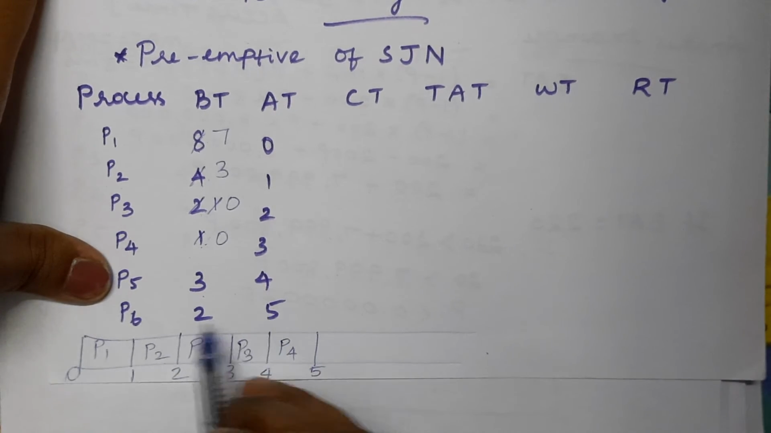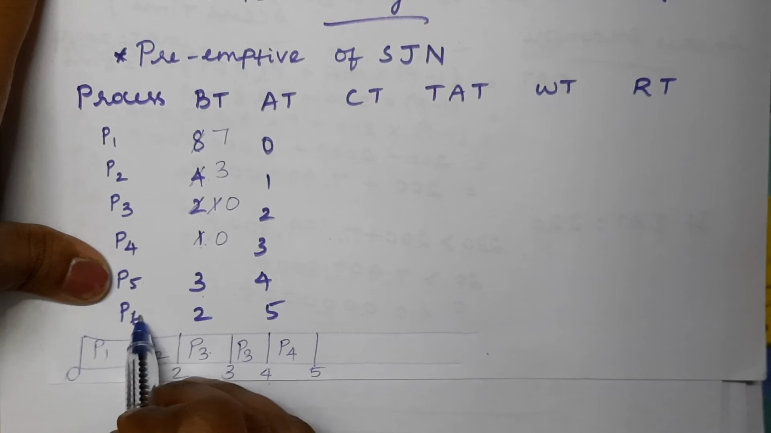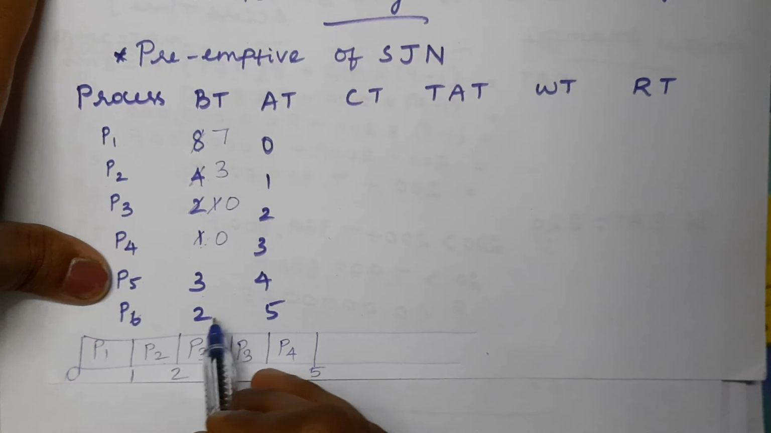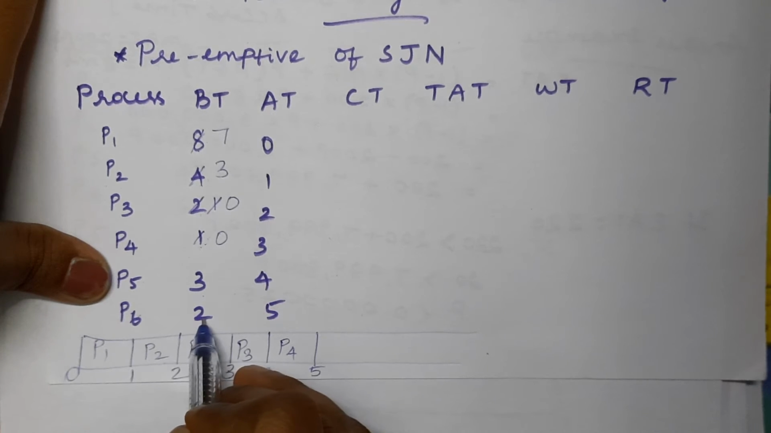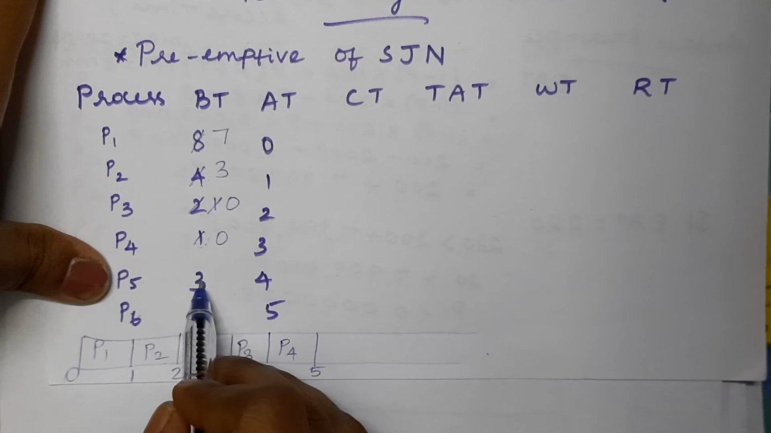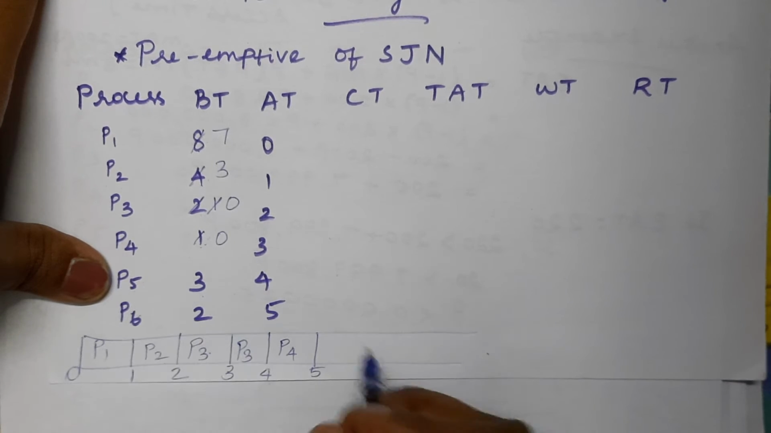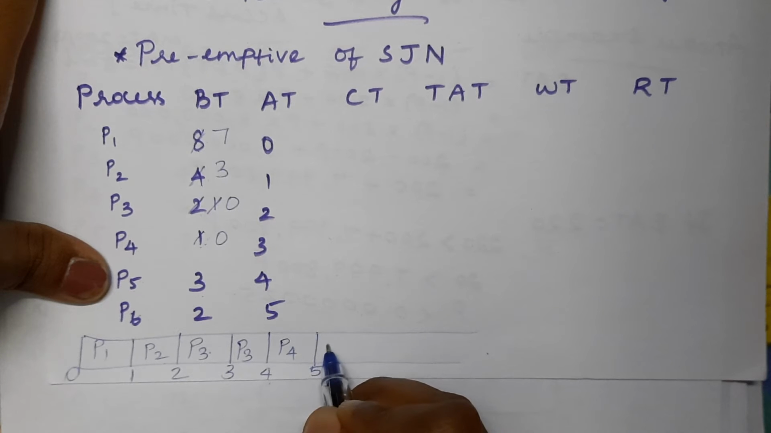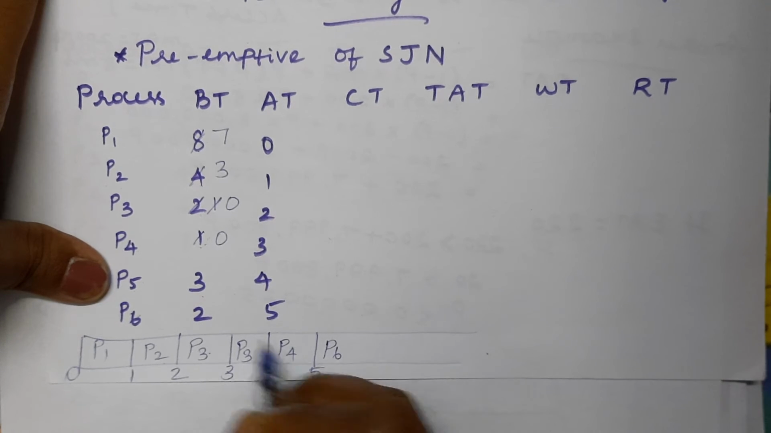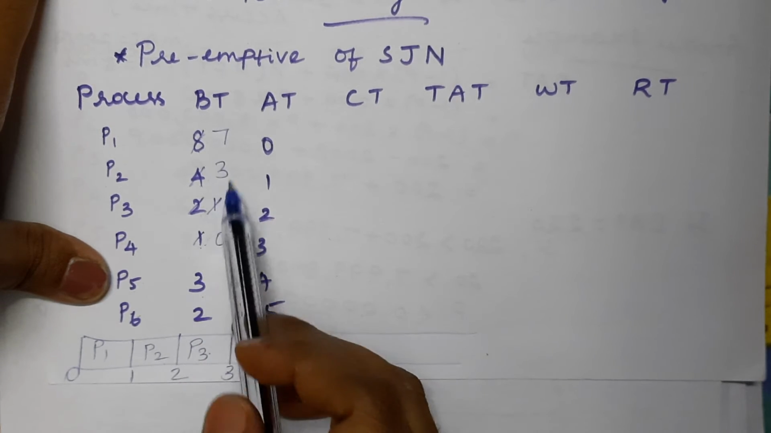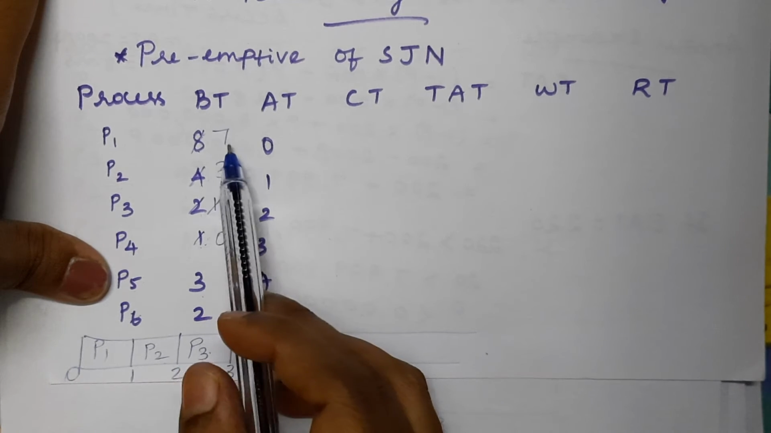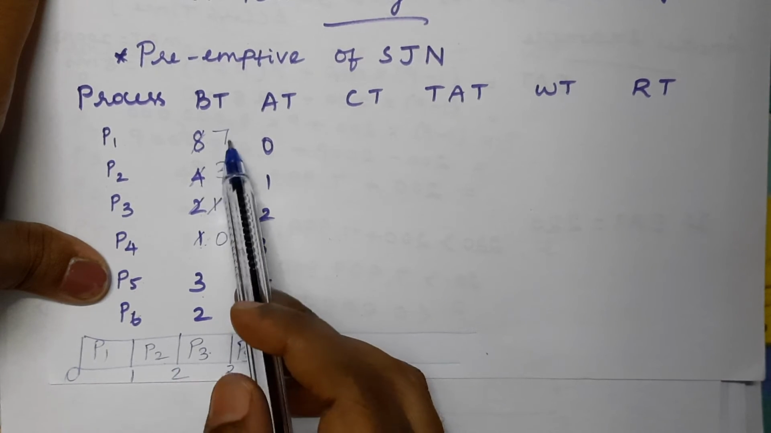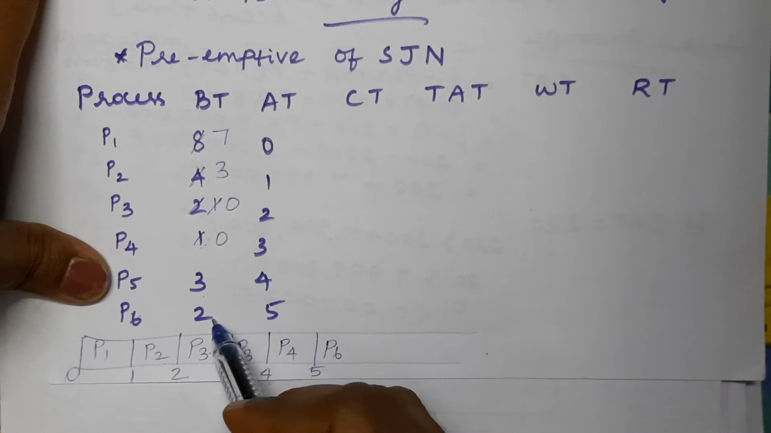And at time 5, P5 was already there and process P6 has been received and its corresponding burst time was 2. 2 is less than 3, that is the burst time of the previous process P5. So we need to schedule P6 at time 5. So you have to look out, all the remaining burst times of the previous processes are not lesser than P6.